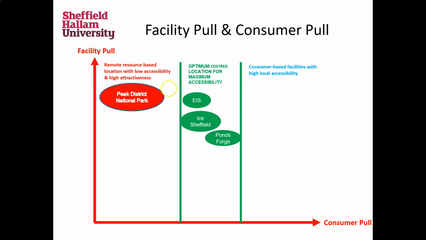So EIS is well connected, as is Ice Sheffield. So Ice Sheffield is another national facility as well. It's a kind of international ice rink pad. And we could argue so is Ponds Forge with its, Ponds Forge International Sports Centre, to give it its full name.